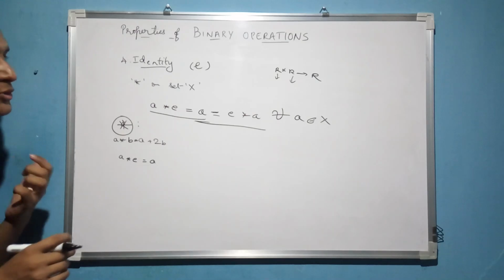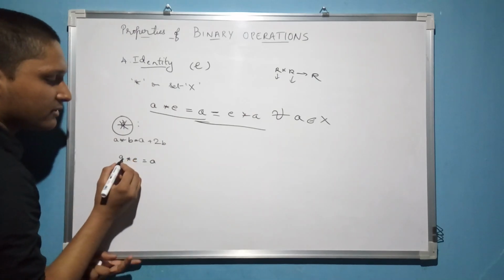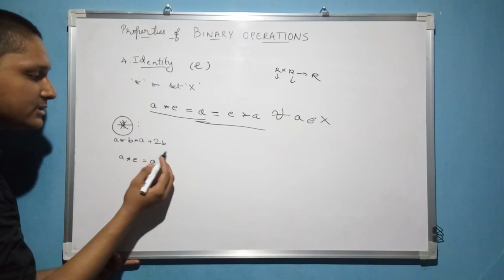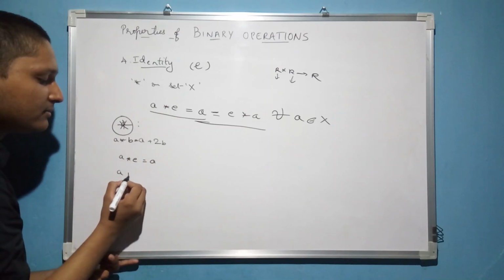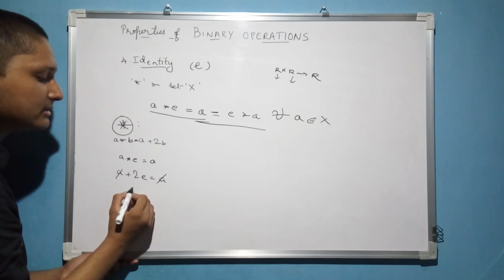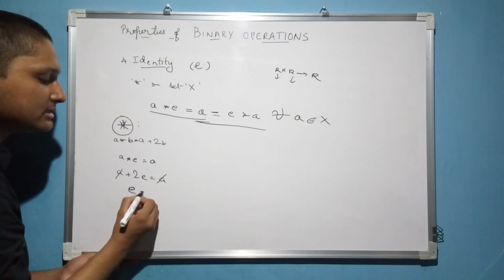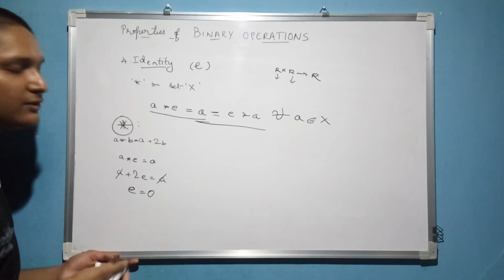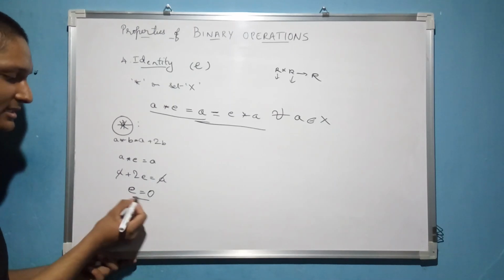I can just assume whether I can get it here. So A star E comes to be A plus 2E, that is A plus 2E is equal to A. So A and A cancel. You get 2E is equal to 0. Therefore E is also equal to 0. I just skip that step.